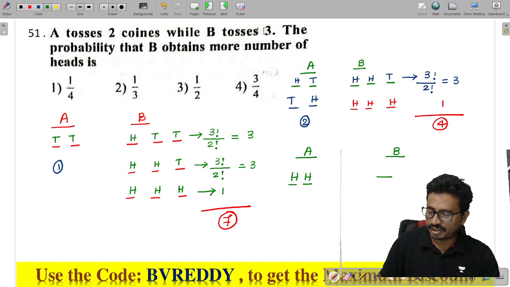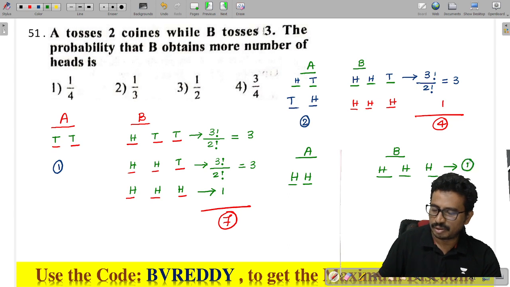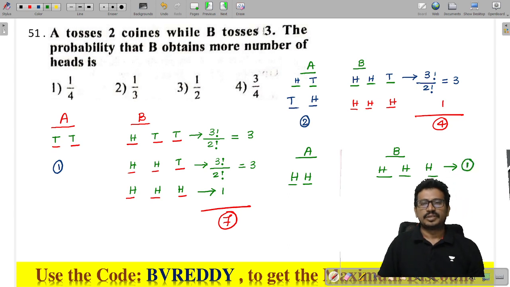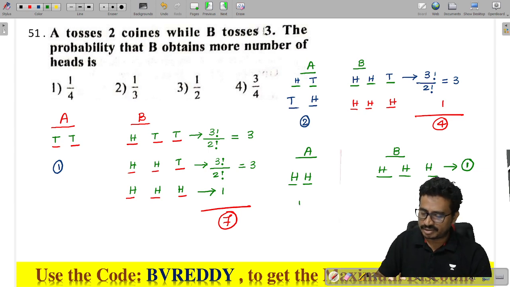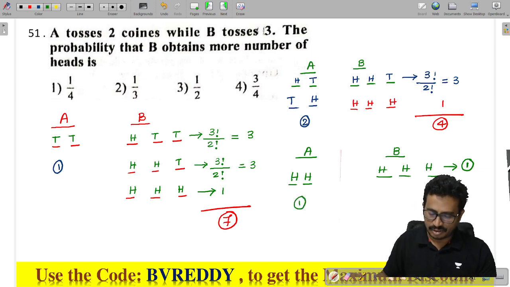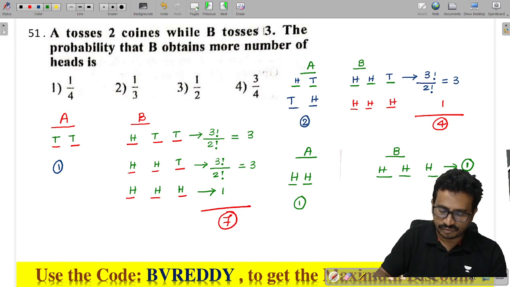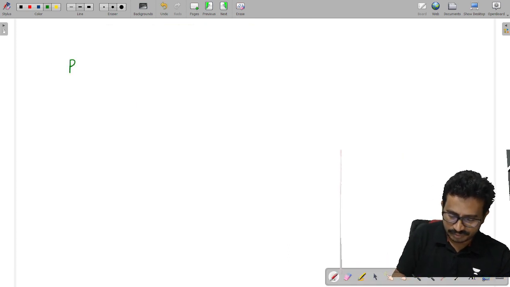If A got both heads, B must get all 3 heads, then only the above statement will be satisfied. So how many ways can you see this? Only 1 way. And how many ways here? Only 1 way, and this A also 1 way. Now from this, are you able to find the probability?